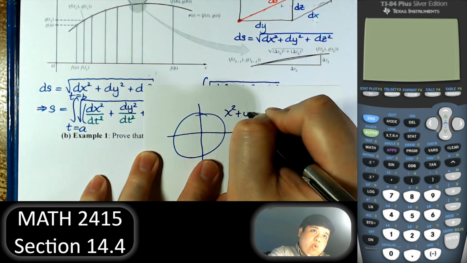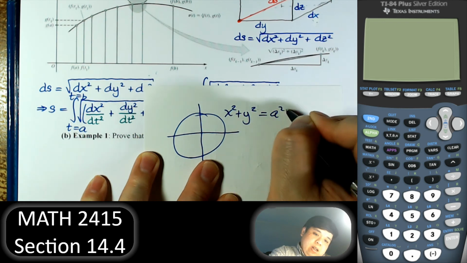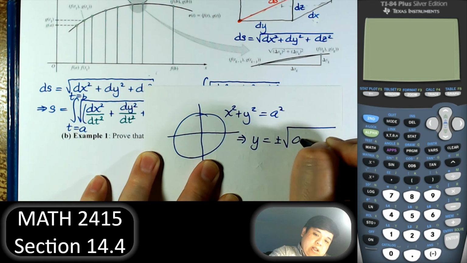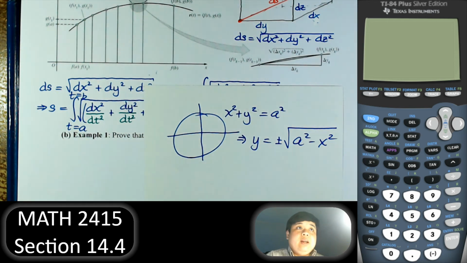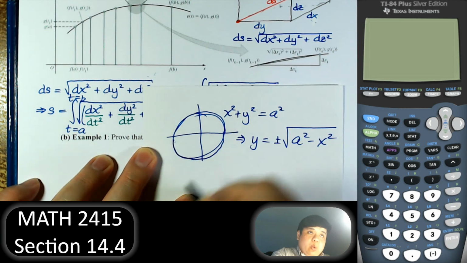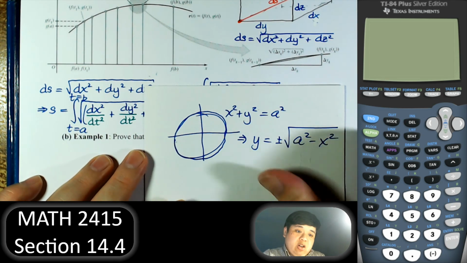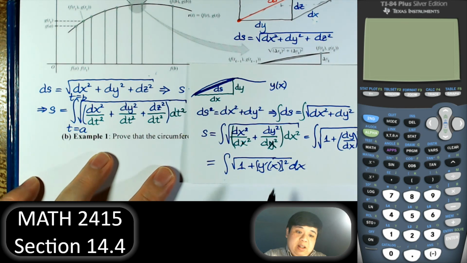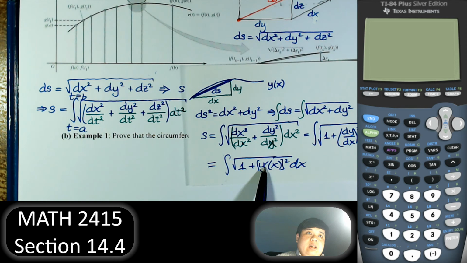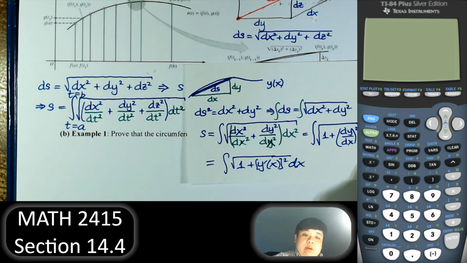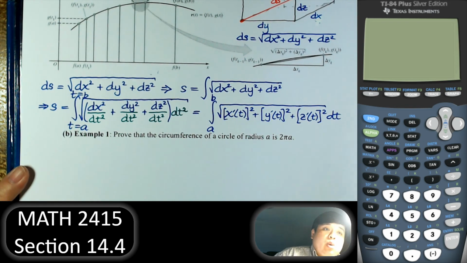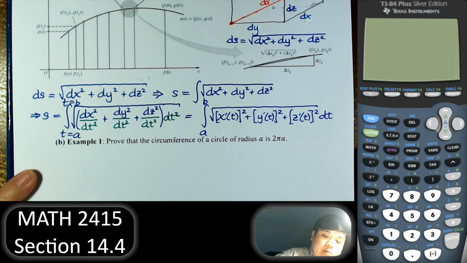x squared plus y squared equals a squared. So y equals plus or minus the square root of a squared minus x squared. The positive is the one above, the negative is the one below. Alright, if we use that function and take the derivative, square it, and put it in this, that's a very complicated thing to do. Right? If we use this formula, it will be a little more complicated. So instead of doing that, we write a parametrized curve.